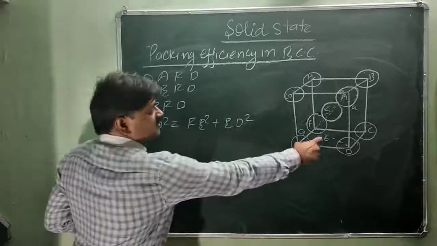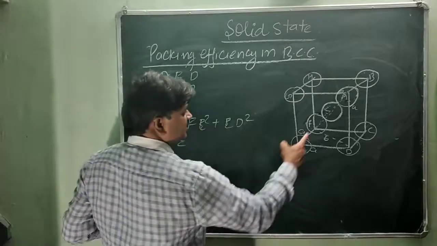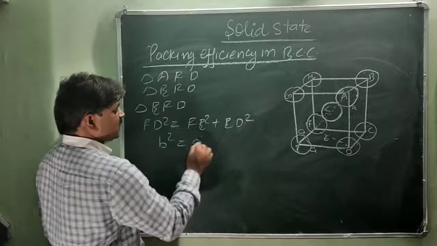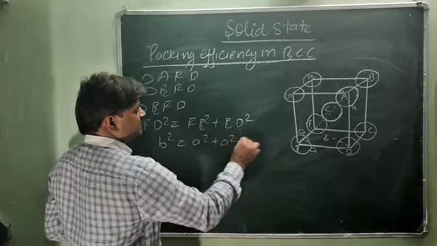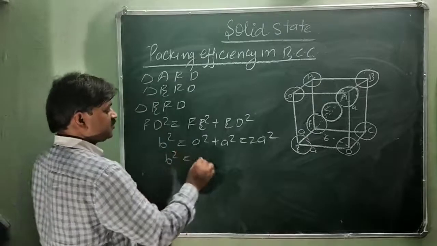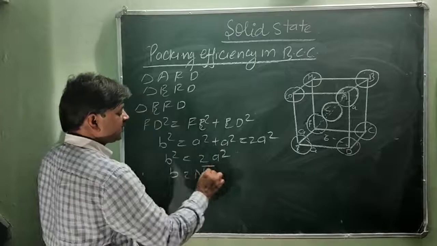FD square, this is B. So B square is equal to FP square, this is A, plus ED square, this is A also. So A square plus A square is equal to 2A square. So B square is equal to 2A square, or B is equal to √2 A.